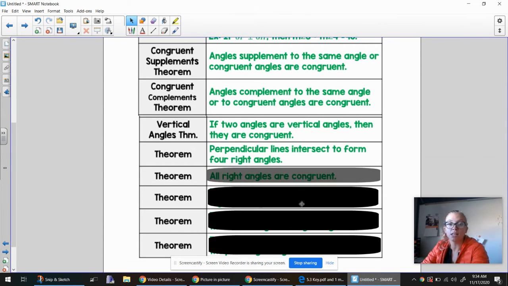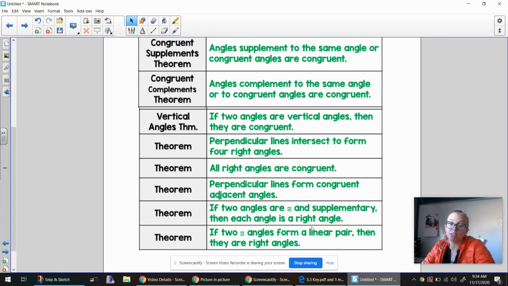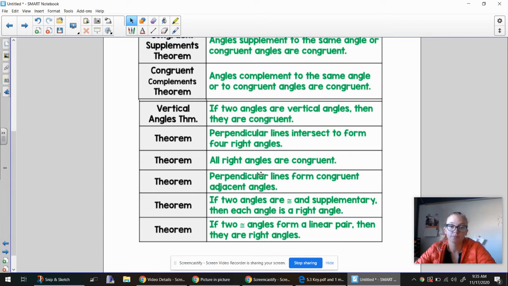After this, we have a lot of theorems. All of these are facts about geometry that we know, but we're giving them slightly more mathematical language. So we know that perpendicular lines intersect to form four right angles. We know that all right angles are congruent because they all equal 90 degrees. And we know that perpendicular lines form congruent adjacent angles because they form two 90-degree angles next to each other.